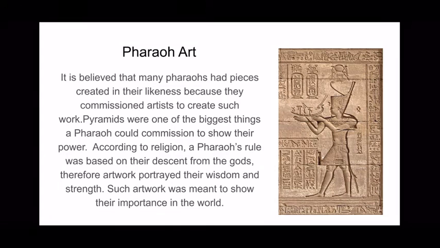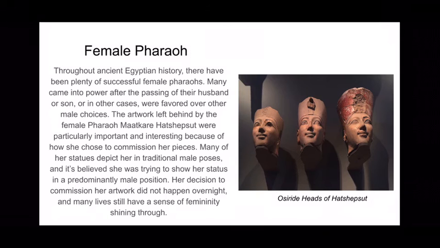It is believed that many pharaohs had pieces created in their likeness because they commissioned artists to create such work. Pyramids were one of the biggest things a pharaoh could commission to show their power. And according to religion, a pharaoh's rule was based on their descent from the gods. Therefore, artwork portrayed their wisdom and strength. Such artwork was meant to show their importance in this world.